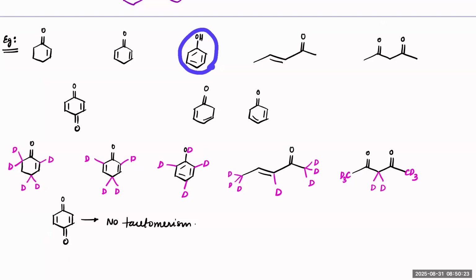In case of phenol, phenol is more of an enol form. So in the enol form, if you notice, this hydrogen gets exchanged, this deuterium here, here, and here. I mean, all these 4 positions, hydrogen is going to get exchanged by deuterium. Okay. Here also, these three hydrogens will get exchanged. These three hydrogens will get exchanged.